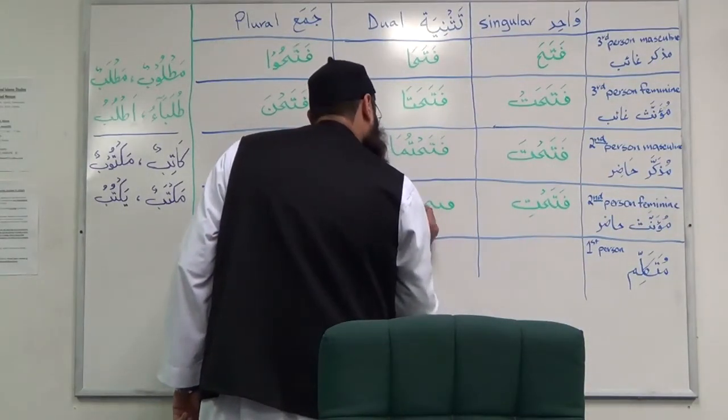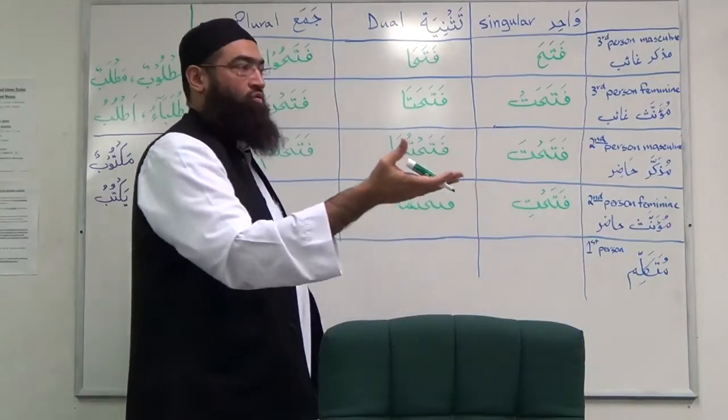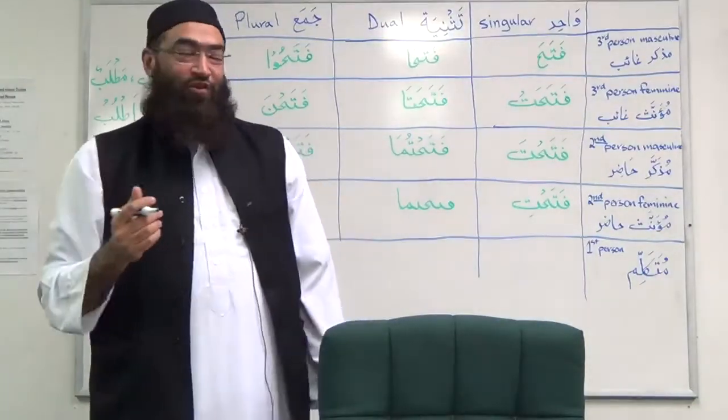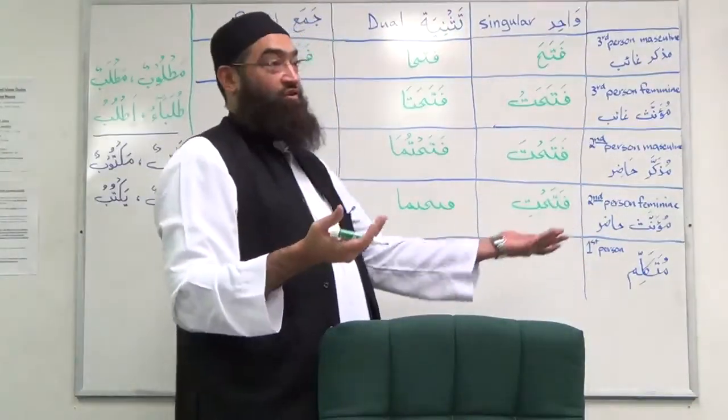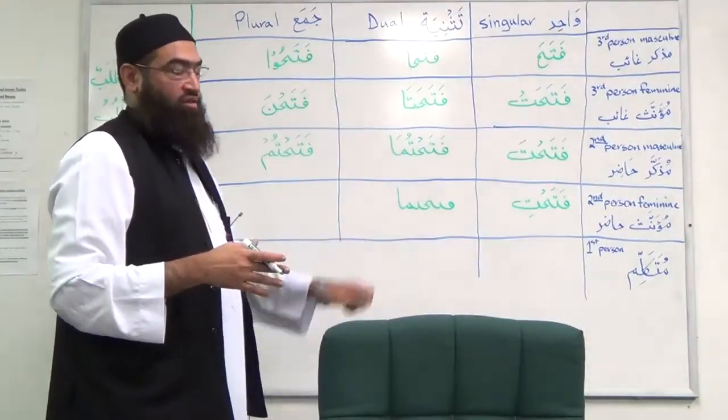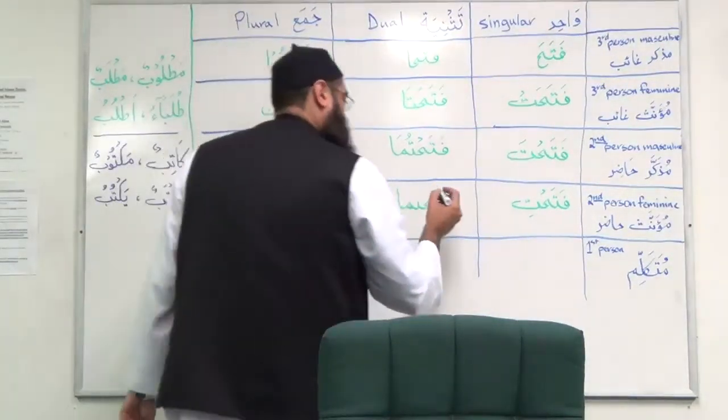Somebody asked, how will we know? Well, you're talking to two. If you're talking to two males, you'll know. Fatahtuma, you two males open it. If you're talking to two females, you'll know. If there's a male and a female, then always use the male. All right. That's the dominant gender.